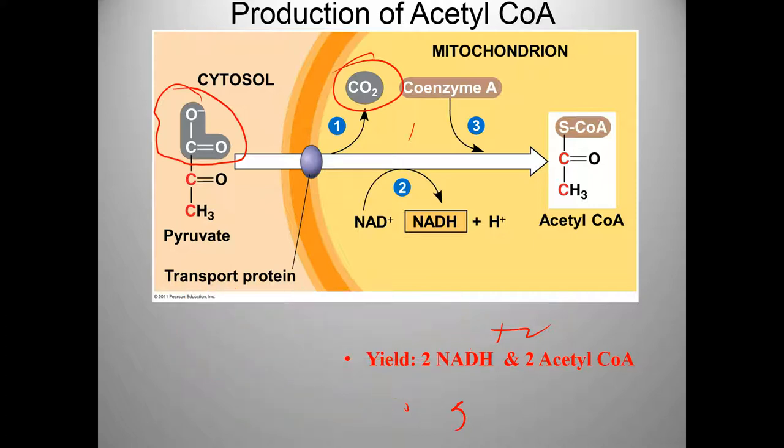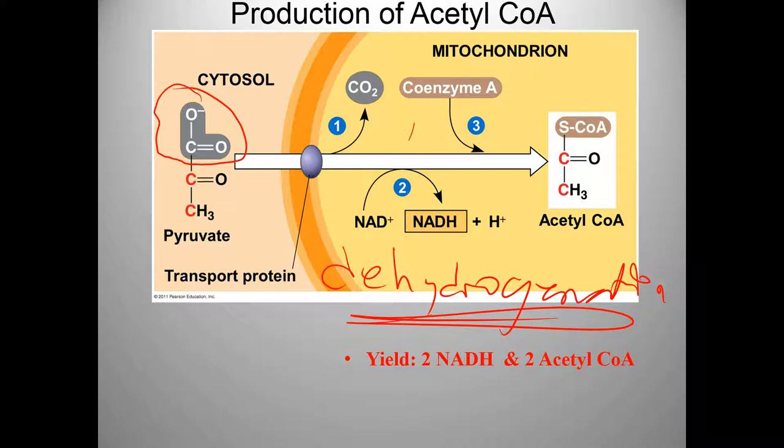Next, you have a dehydrogenation reaction, where you're going to take electrons, energy, from the rest of this molecule, which is acetate or an acetyl group. You're going to take electrons from it and transfer those electrons to NAD+.